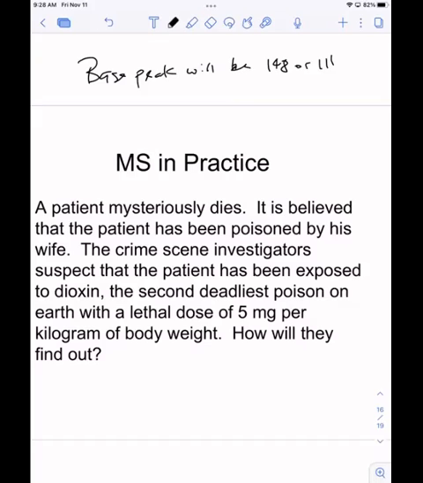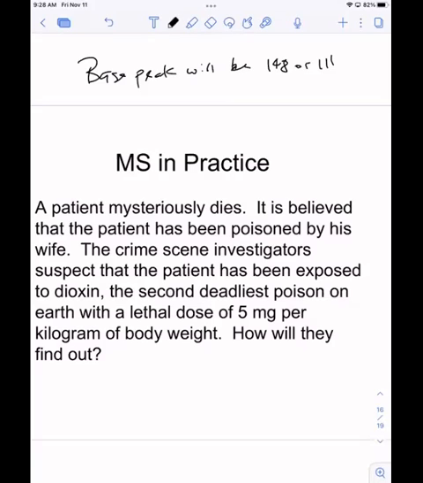Anyway, that's an aside. How are we going to find out if this woman killed her husband? What can we test if we think he's been poisoned? What's the most basic test we can do? You can do a blood test, right?